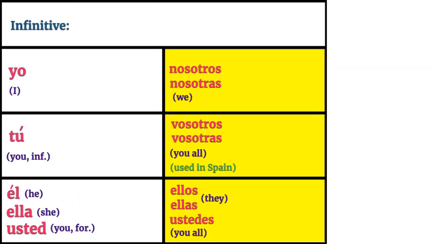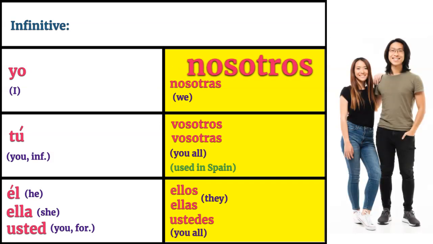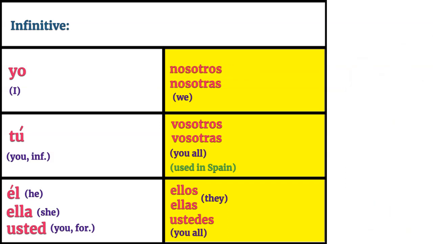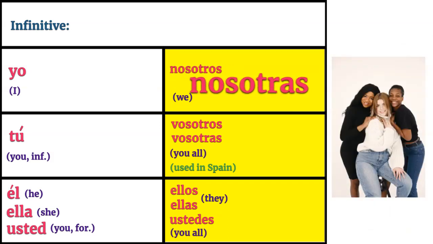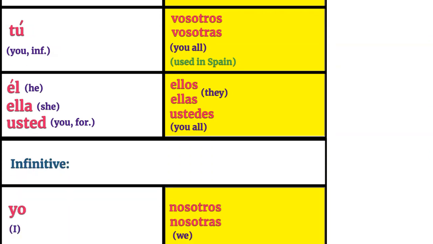In the first spot on the right-hand side, we have the first person plural nosotros and nosotras form. Nosotros means we when you have a group containing at least one male. Nosotras means we when you have a group containing all females with no males at all.